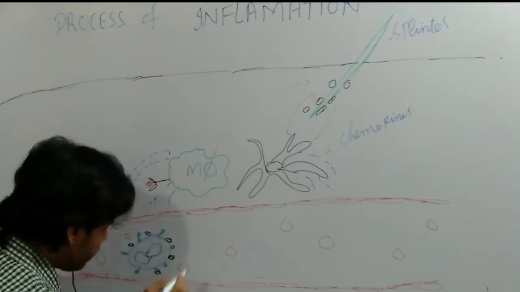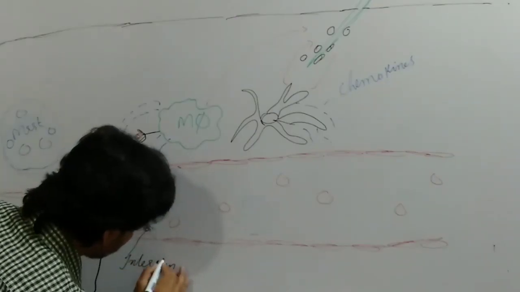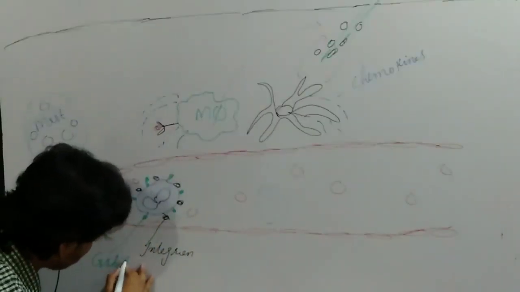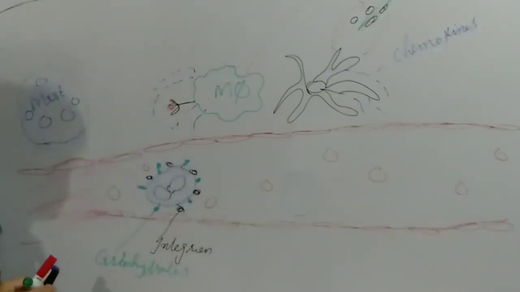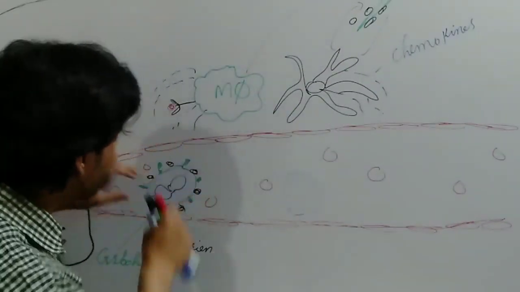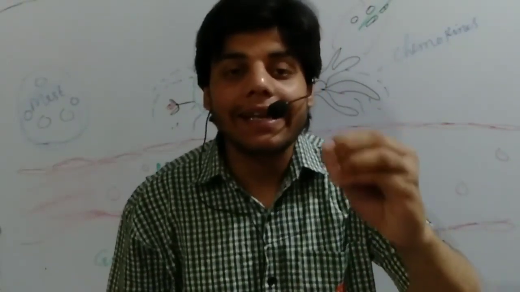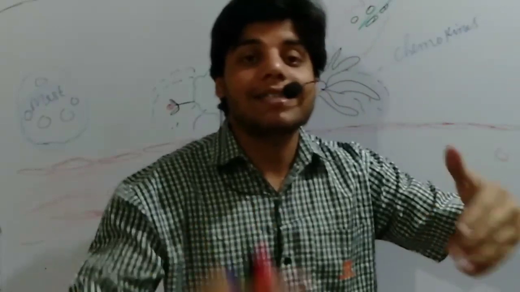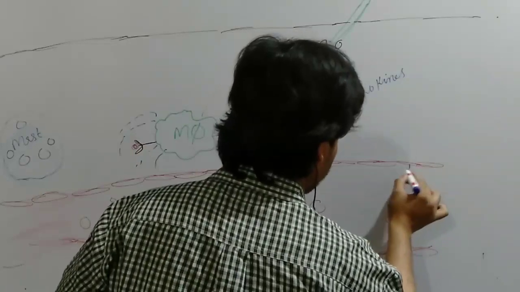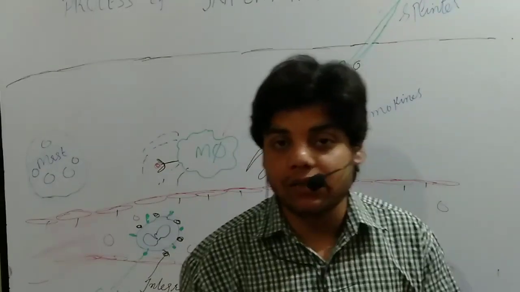Okay, so let me draw. Let's suppose this is the antigen, and these are the carbohydrates. Now once the chemokines are internalized, on the surface of each endothelial cell of the blood vessel there is selectin, and due to this chemokine, the selectins are expressed. So let me draw the selectin as well. Now once the selectins are expressed, what actually happens?